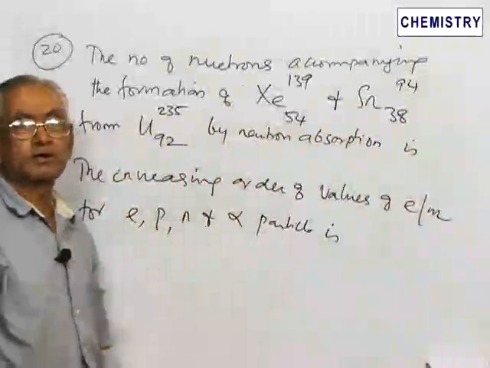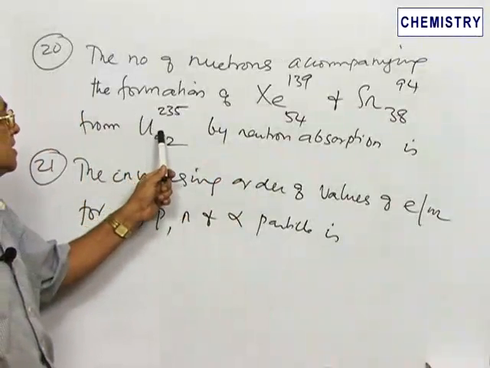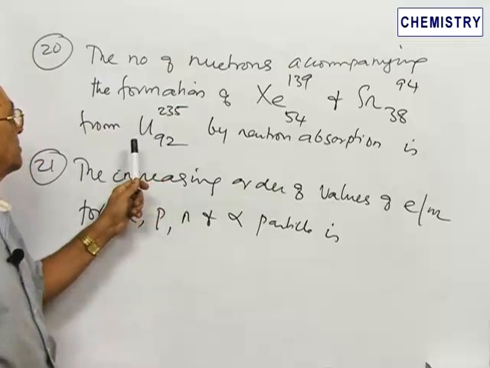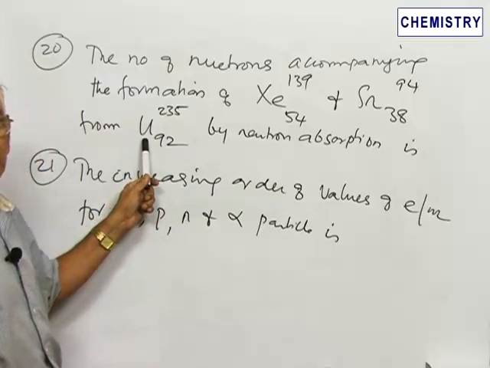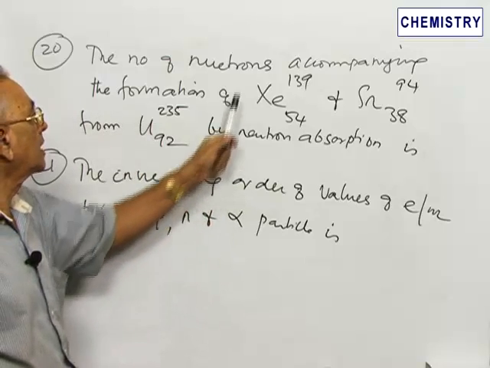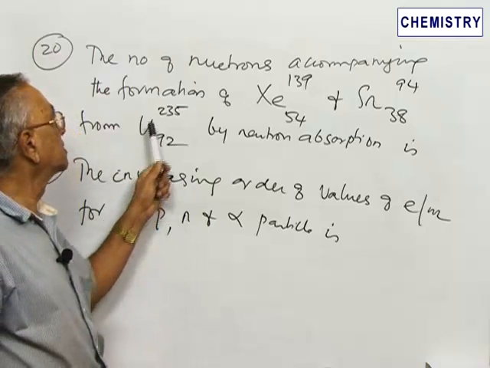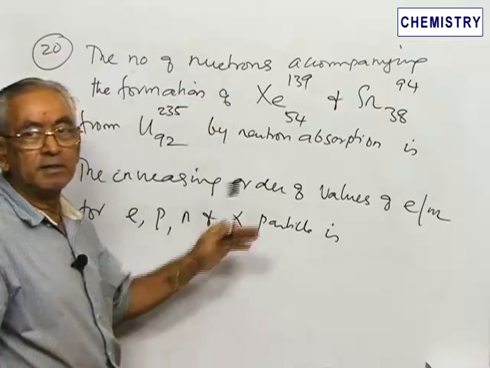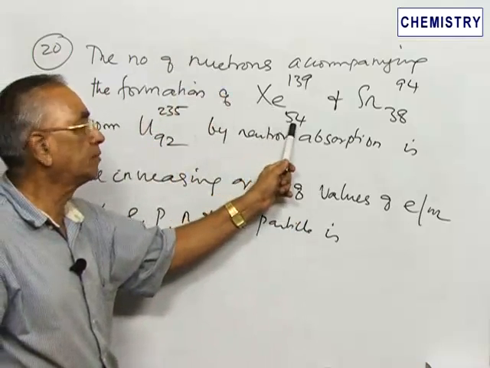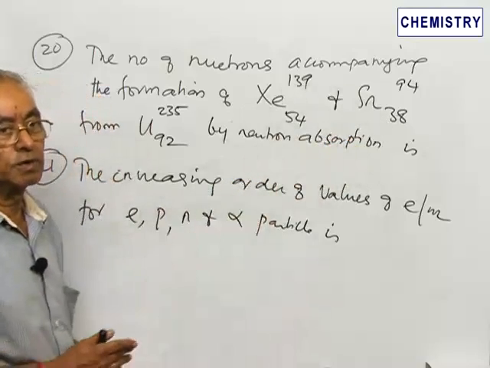Now, two more very simple questions in the radioactive series. This is similar to the one I already discussed. Uranium-235 undergoes a nuclear fission reaction by bombardment with neutrons. When uranium-235 is bombarded with neutrons, the nucleus fragments, giving rise to xenon-54 and strontium-38. So, it fragments into other elements.